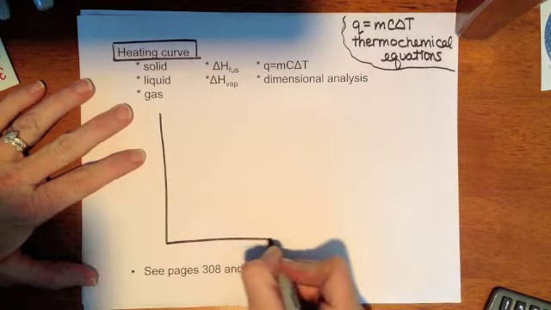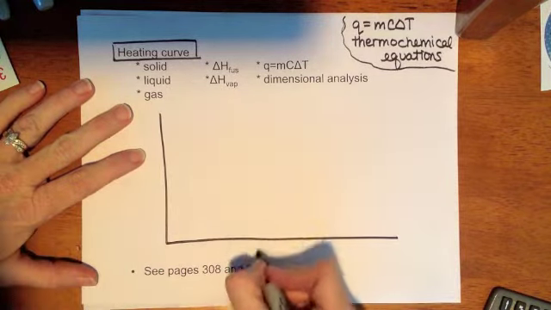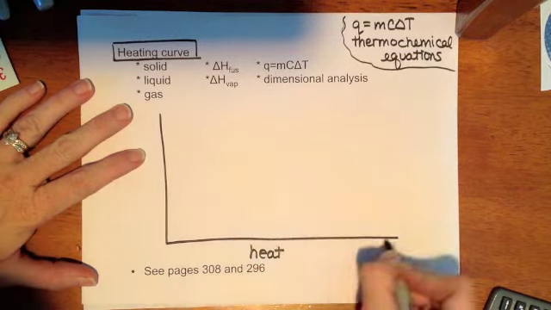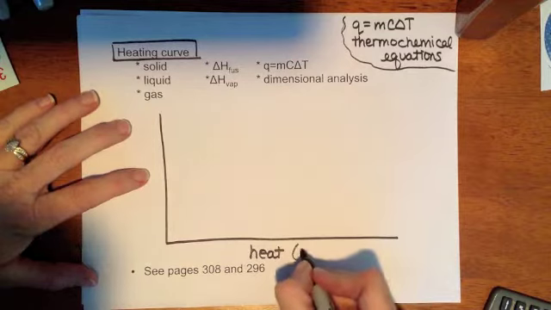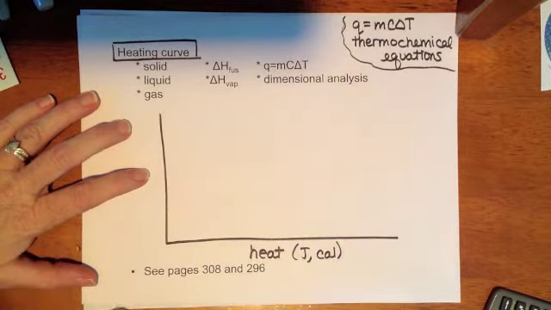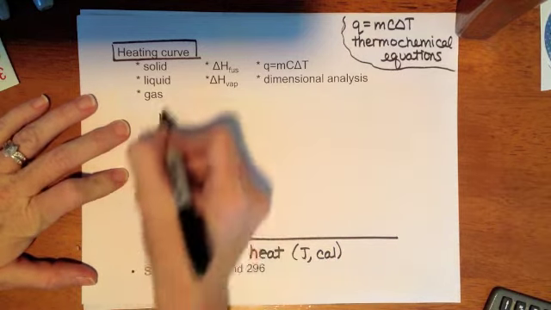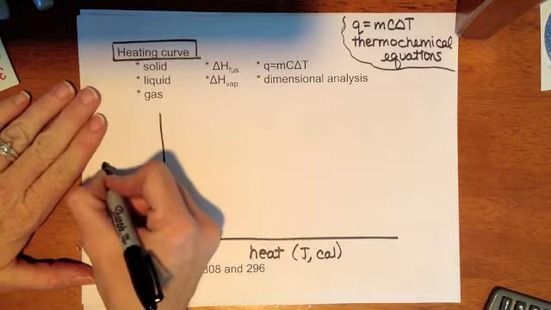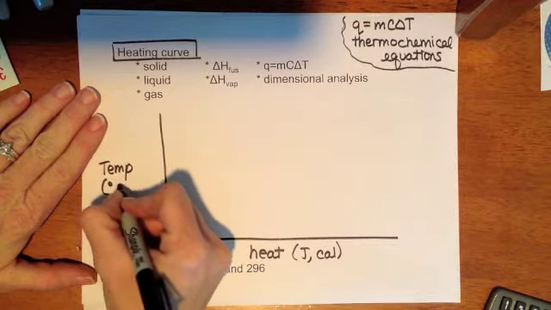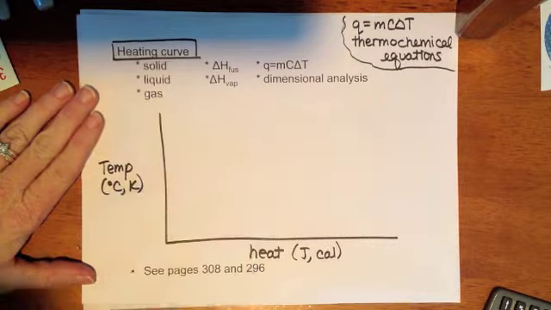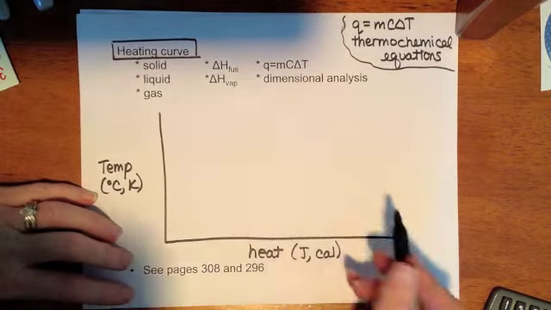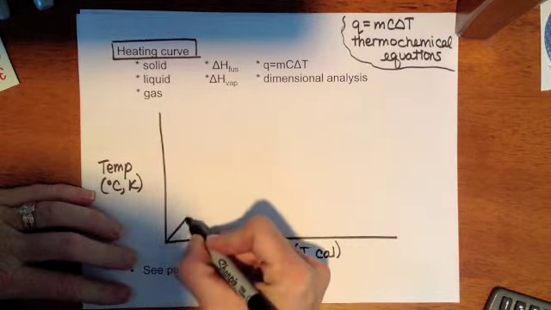Looks like this. And on the x-axis, we use heat, which we've learned is usually joules or calories, the two most common. And on the y-axis will be temperature, which we usually measure in Celsius or Kelvin. We never use the F word in this class. So, the curve looks like this.